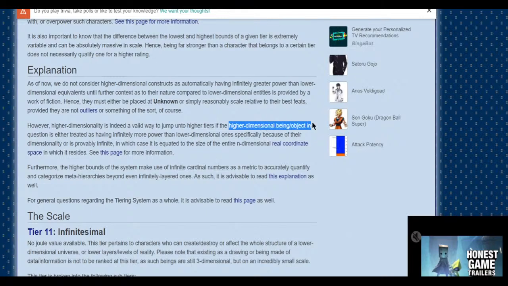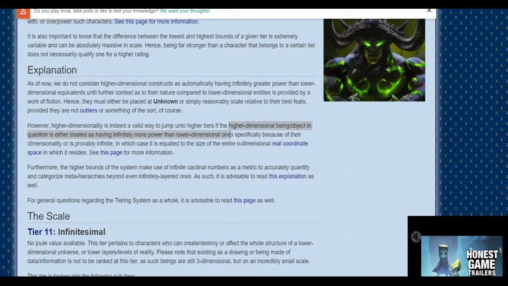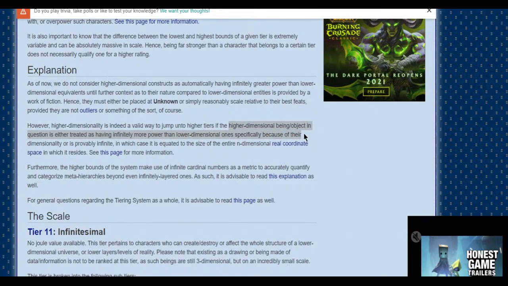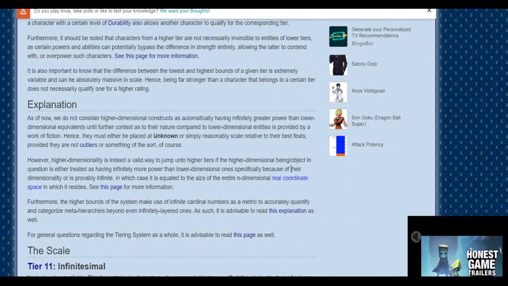A higher dimensional being or object in question is either treated as having infinitely more power than a lower dimensional one, specifically because their dimensionality is provably infinite, in which case it is equated to the size of the entire n-dimensional real coordinate space which it resides in. And they have this page for information and this page for information.